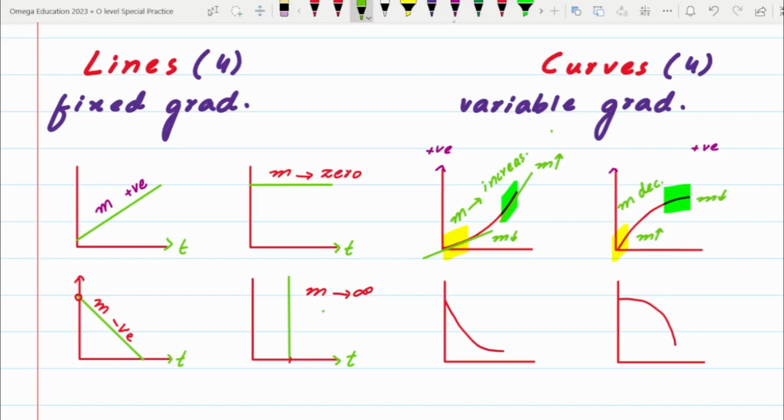Let's check out the next one. So first of all, for both of these, the gradient is negative because the lines are upside down, the lines are sliding downwards, so the gradient is negative. So I'm going to pick two portions. This is the starting point and this is the end point.